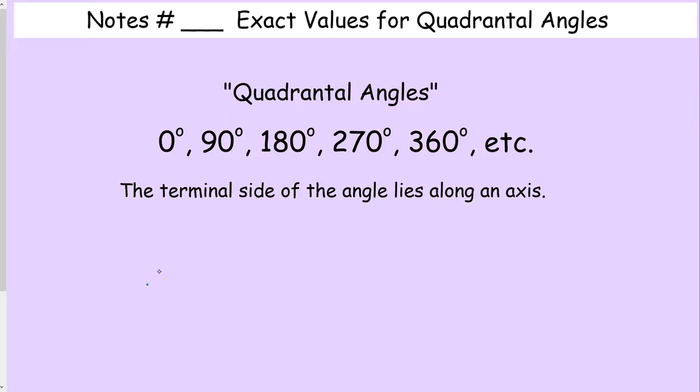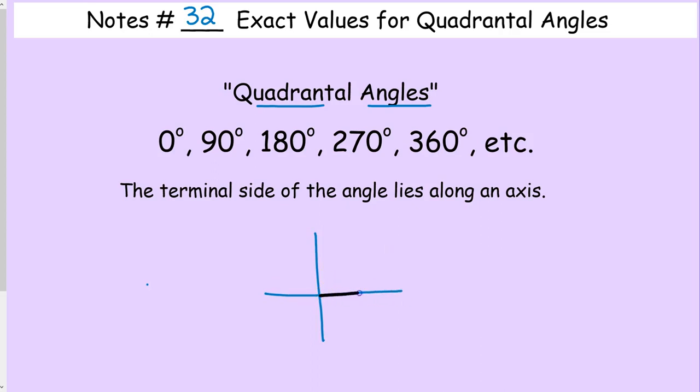All right, so today we're on notes number 32, and today we're going to go over how we find exact values for quadrantal angles, meaning like sine of 0, cosine of 90, tangent of 180, etc. Remember that quadrantal angles are the angles that are multiples of 90 degrees, so their terminal side always lies on an axis. So for example, let's say I have 90 degrees.